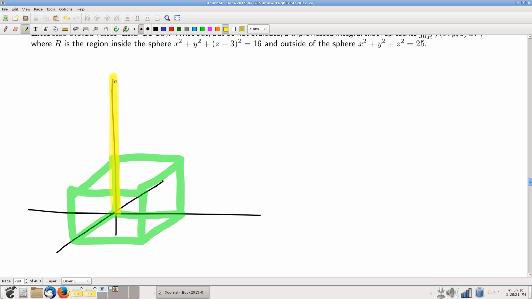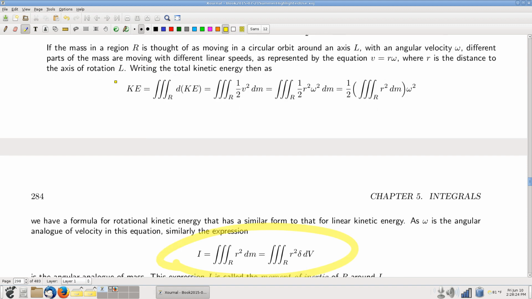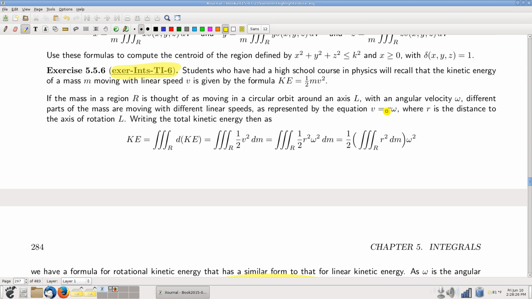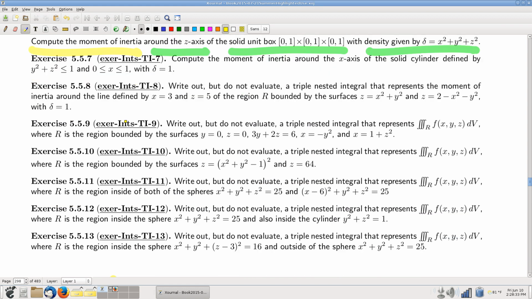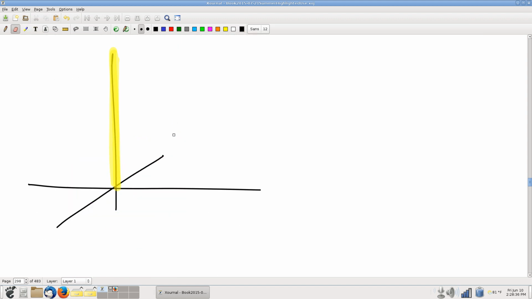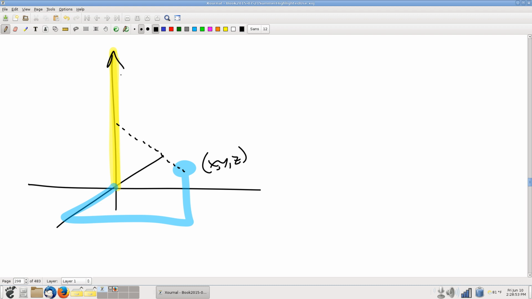Now you'll recall that in this little calculation we just did, this r that came up is the distance to the axis of rotation. So now that we know what our axis of rotation is here, we've got to ask, given some arbitrary point x, y, z, what is this distance to the axis of rotation, that axis being the z-axis? Does that make sense?